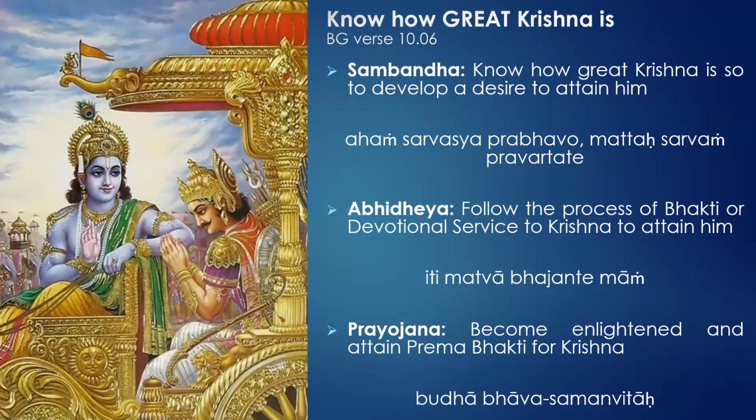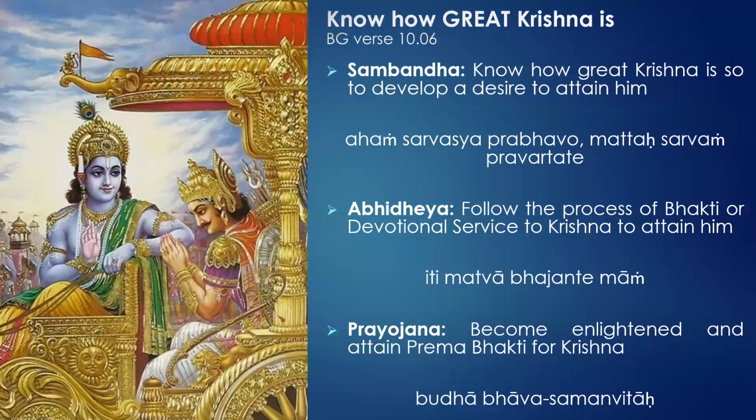Lastly, in the 9th chapter, manmana bhava madbhakto. That's also very clearly telling us what we should do, how we should bhajante him, how we should worship him. And that's the abhidheya jnana. And then the prayojana is buddha bhava samanvitaha.